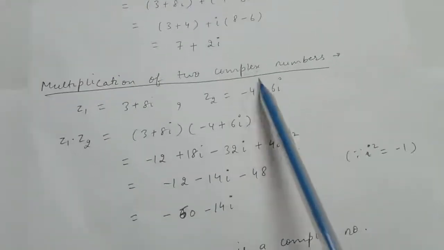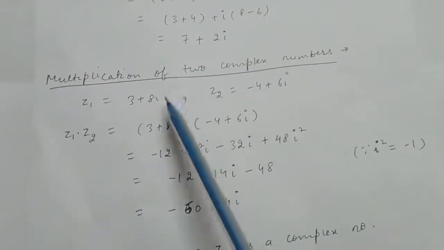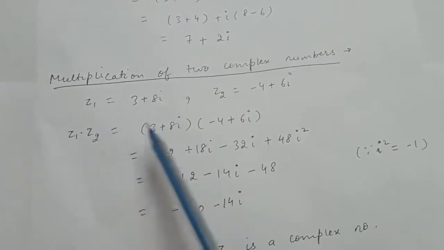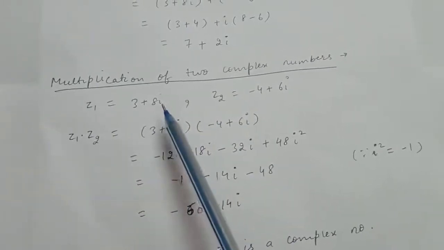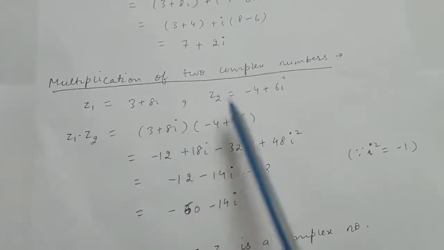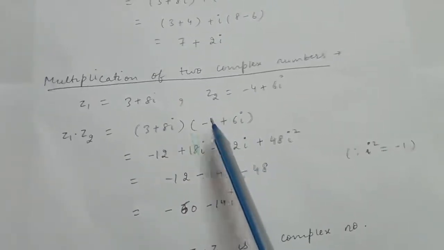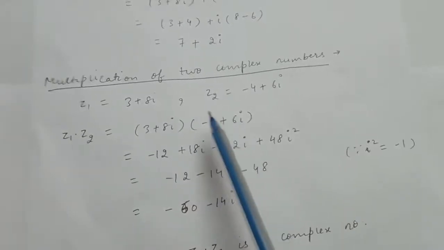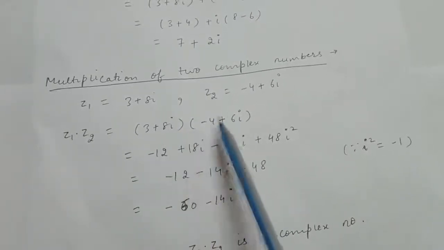Right? Now comes the multiplication of two complex numbers. If z1 and z2 are two complex numbers, then their multiplication is, we'll understand this by an example. So z1 is this complex number and z2 is this complex number. So multiply 3 with both of these terms and similarly 8 iota with both of these terms.